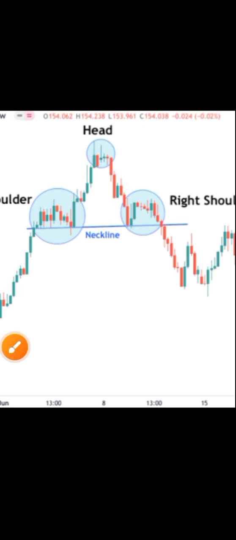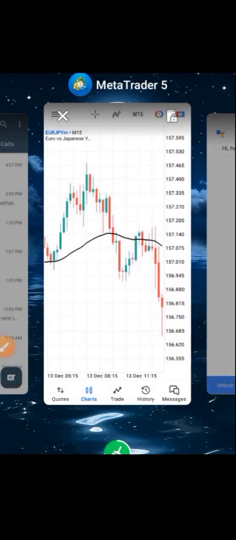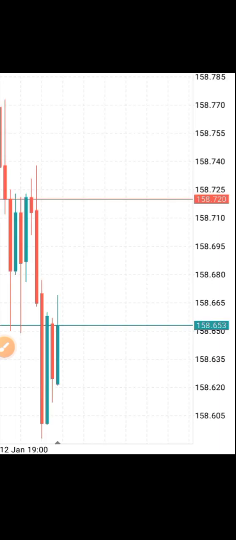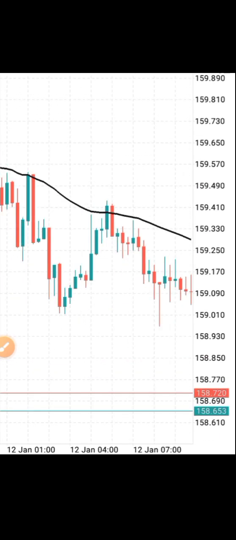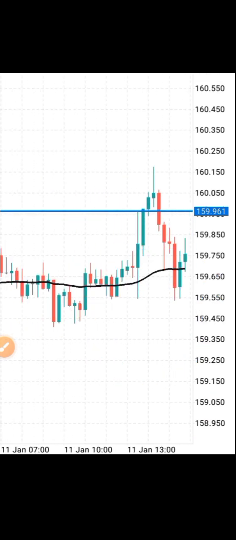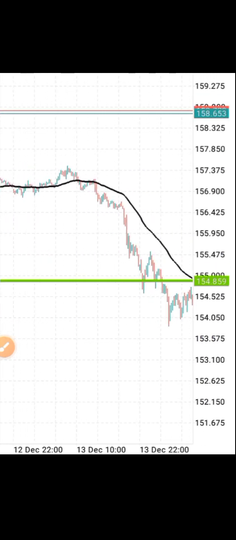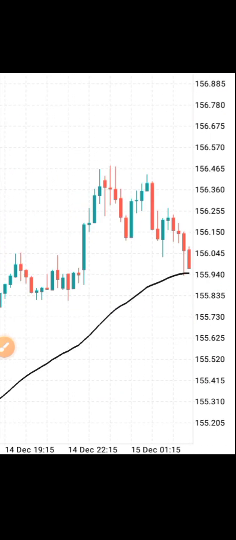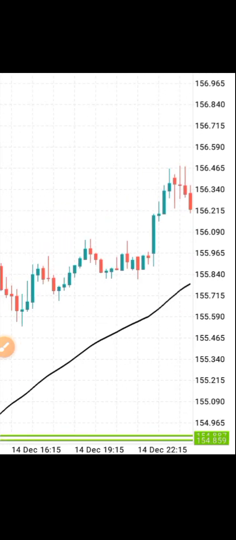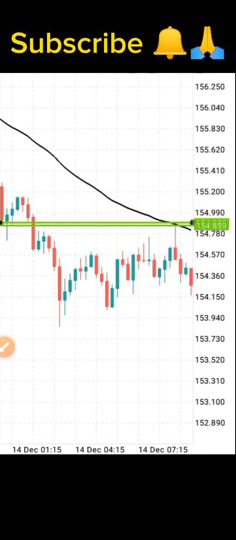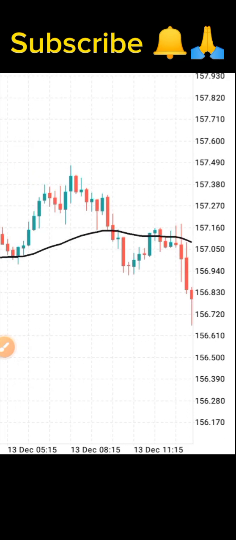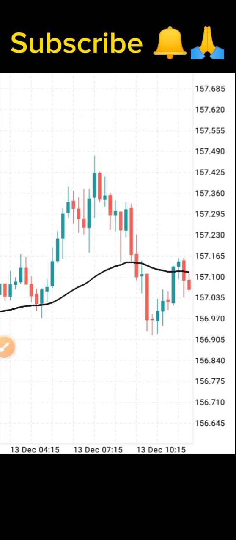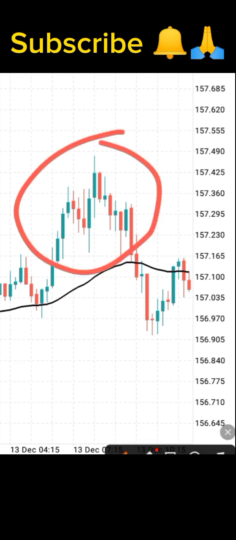Okay, let me see if I have an example to show you on a live chart. Okay, so I want to show you how the head and shoulder looks on a live chart. Okay, so this is the example right here. Is this it? No, not this, not this. Searching for it. Okay, this is it right here. So this is a head and shoulder pattern. Hope you can see it. This is a head and shoulder pattern right here.